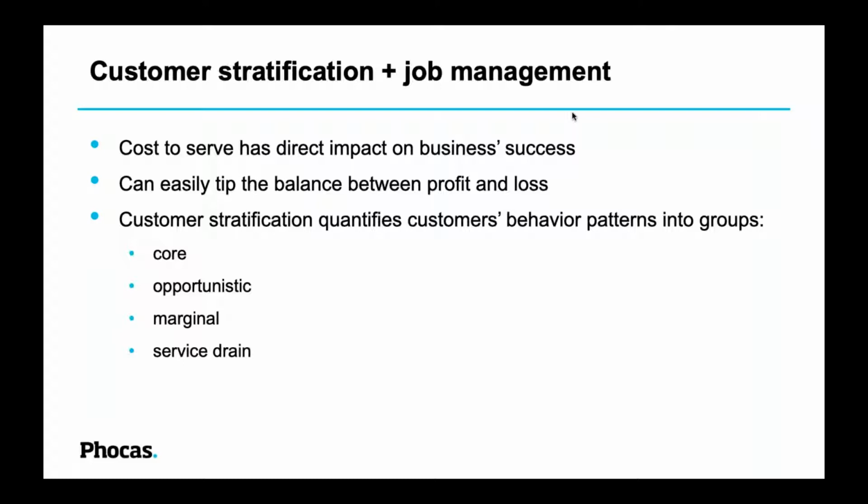The cost to serve customers has a direct impact on business success. With already tight margins, the cost to serve can easily tip the balance between profit and loss. What we'll be showing you today is customer stratification, which gives users a framework to quantify customers' behavior into groups: core, opportunistic, marginal, and service drains. Identifying customers whose behavior is not conducive to positive profitability allows for these at-risk situations to be addressed.